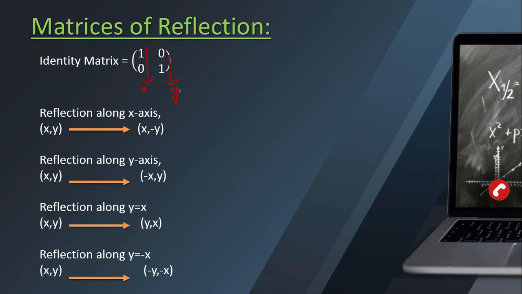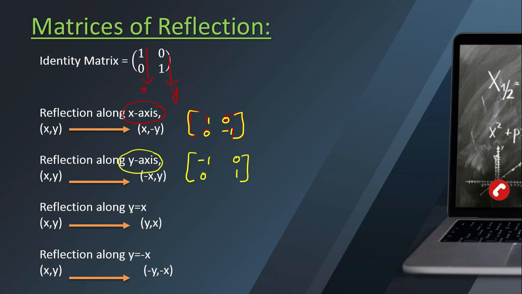So when we have the x-axis as the line of reflection, we have a change in y only, with a negative sign. So it will be 1, 0, 0, negative 1. This is the matrix of reflection along the x-axis: 1, 0, 0, negative 1. We just put a negative sign with the value of y. Similarly, with the same identity matrix, if we have the y-axis as the line of reflection, we will write a negative sign with the value of x. So it will be minus 1, 0, 0, 1.